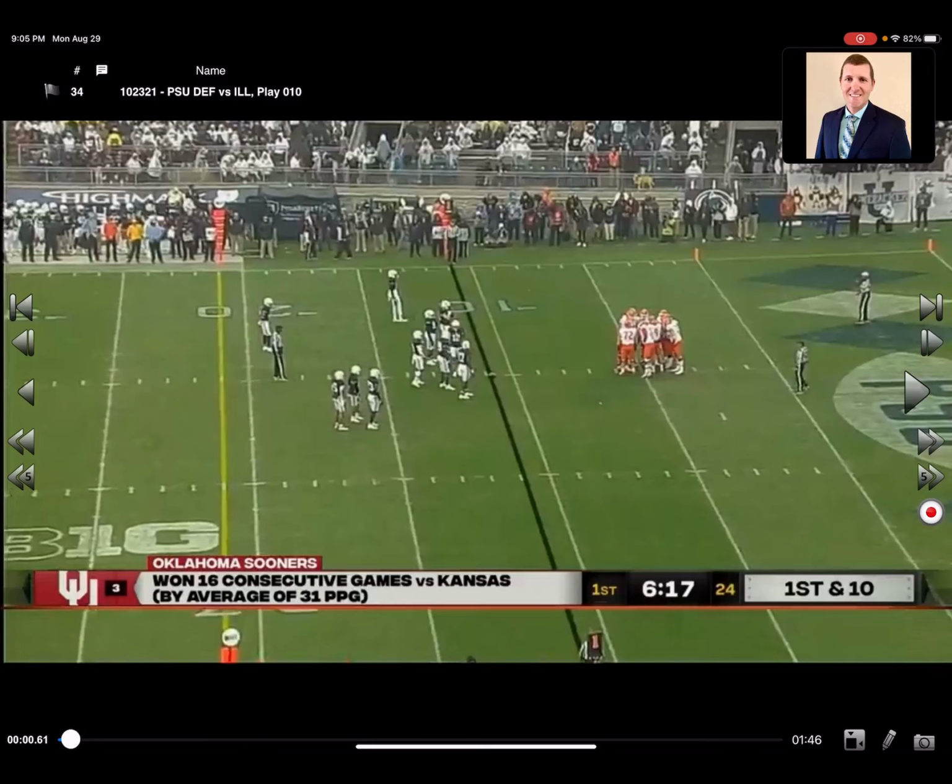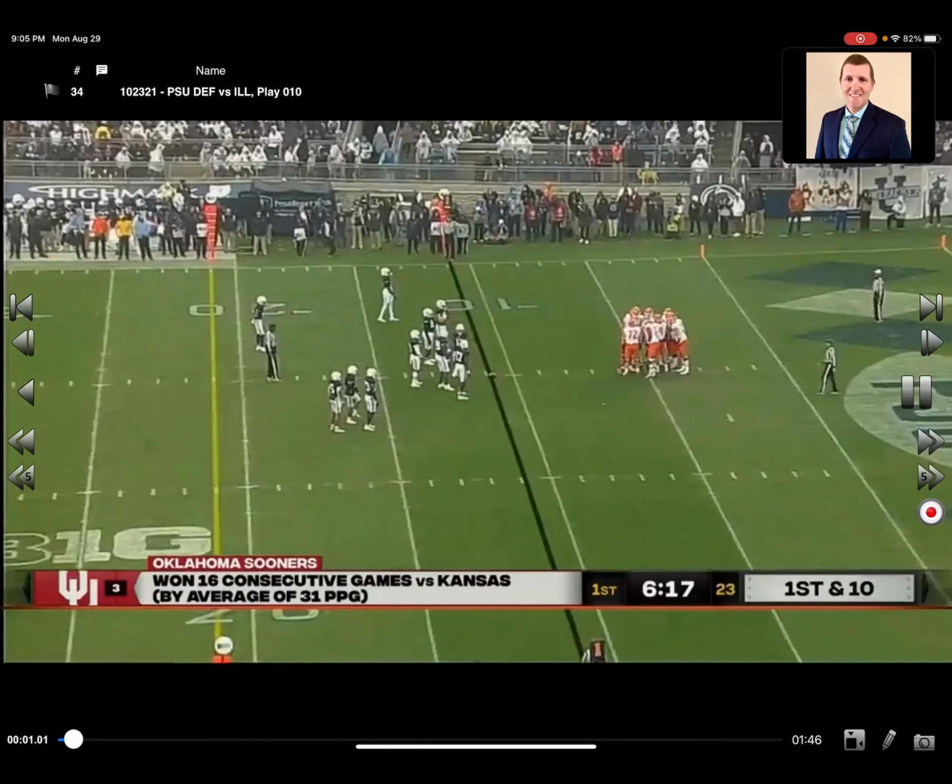So I want to end on this one. This is a forward progress. The ruling on the field is forward progress, not fumble. If forward progress is the ruling, it really limits what replay can do.